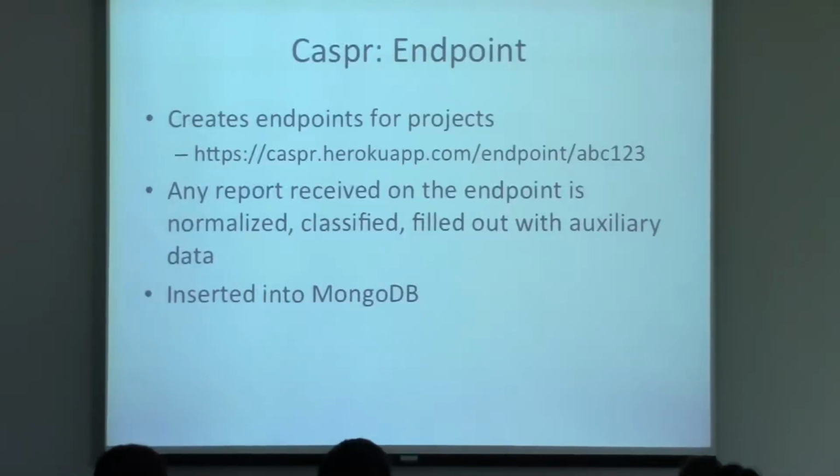First up, it's an endpoint. It creates endpoints per project. I'm going to go through installing a CSP on our website in a minute, so we're just covering this first, and then we'll show you how it actually works. But it creates endpoints for projects, so this is the report URI you'll use once you have everything set up. Every report received on the endpoint is normalized, classified, filtered, and filled out with auxiliary data. And then I use MongoDB on the back end, so all the data just goes into a MongoDB collection.